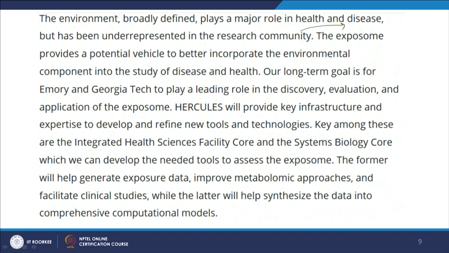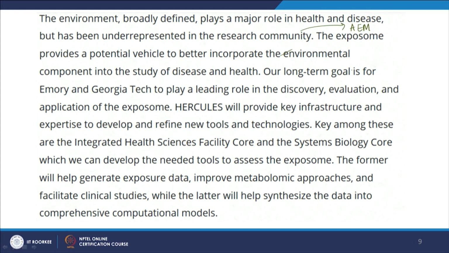Dear students, this is again very important for us to understand applied environmental microbiology, right? And this is also the scope of this particular subject that we are studying now. The exposome provides a potential vehicle to better incorporate the environmental component into the study of disease and health. Once we understand our environment better, once we understand the environmental exposure better, we will be able to explain why people are developing a particular disease and are having specific health challenges.